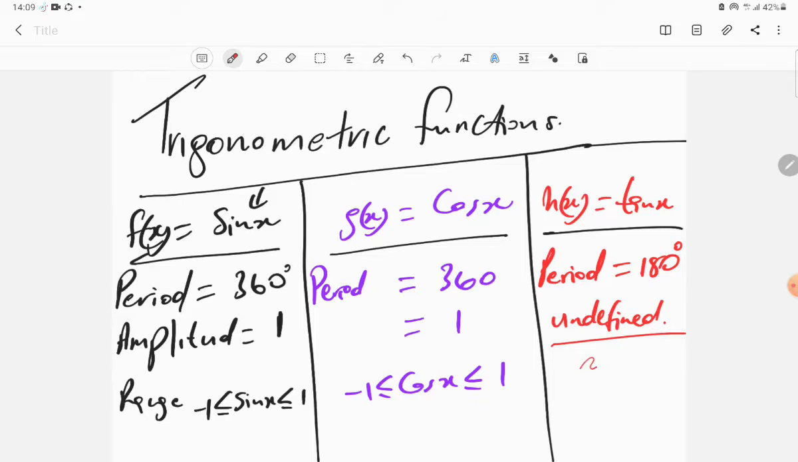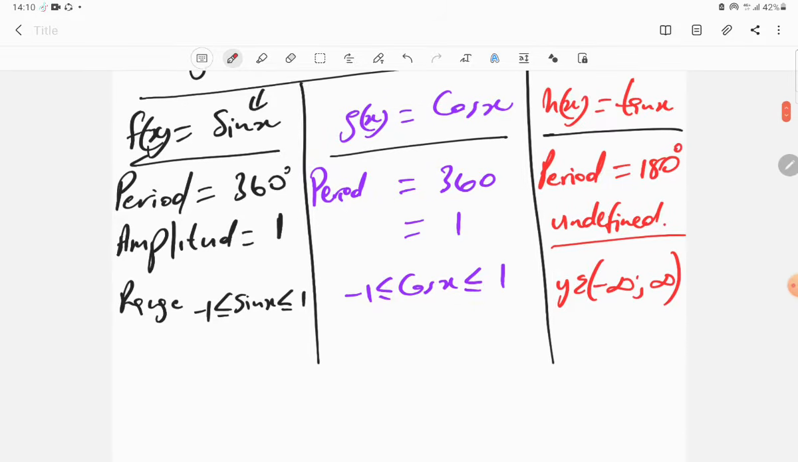So then tan doesn't have a restricted range. The range is from -infinity to +infinity. So it is an element of all real numbers from -infinity to +infinity, and the range we are talking about is that of the function itself. Which means y is an element from -infinity to +infinity. So this is the range of the tan graph.